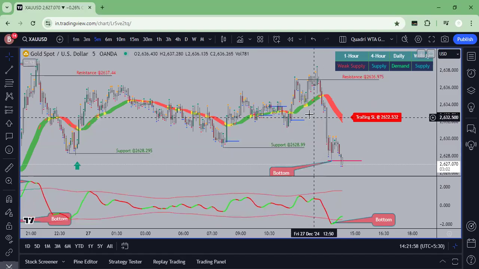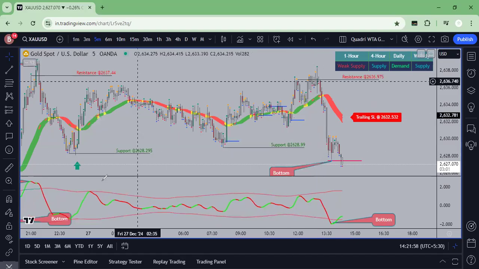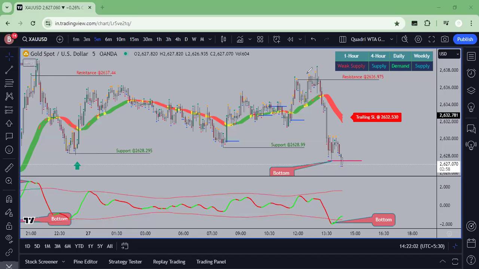Here we got a selling opportunity. Now we haven't got any bottom yet. This is a resistance. We had a breakdown, a continuation to the downward side, then we got a selling opportunity here. This was the second trading opportunity.